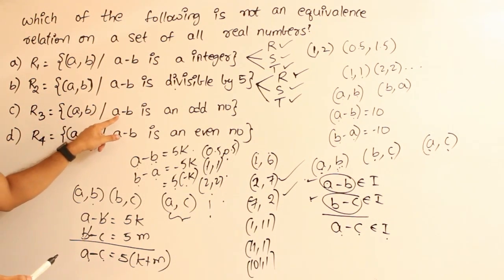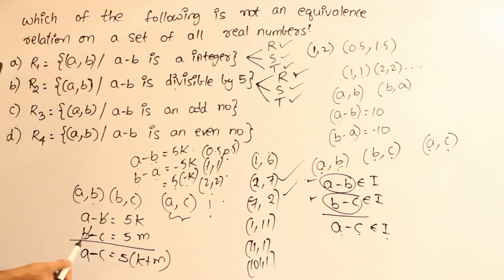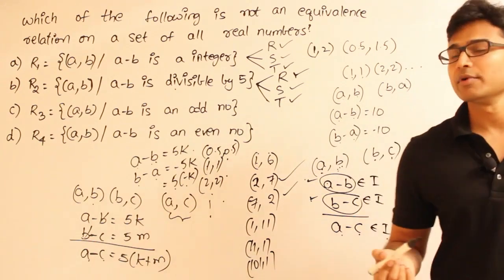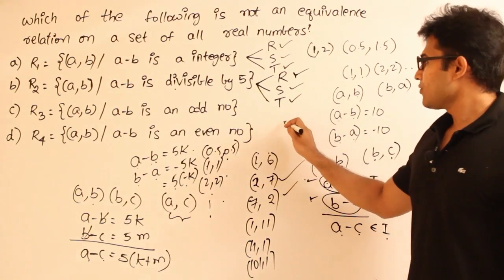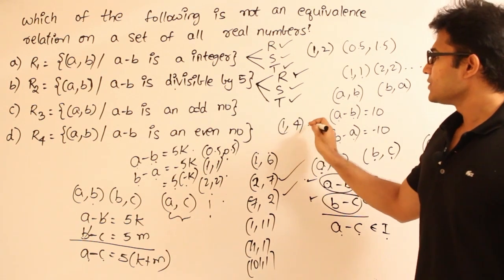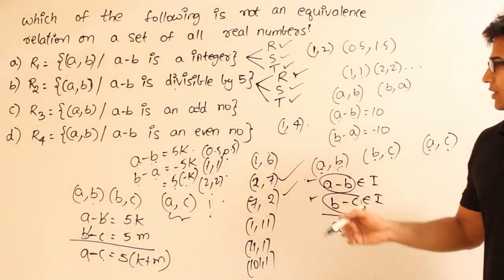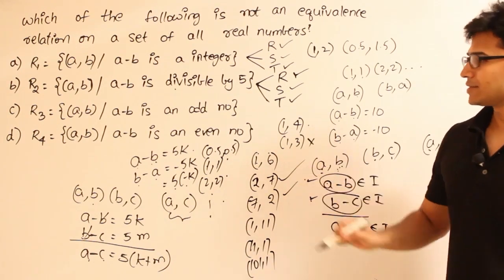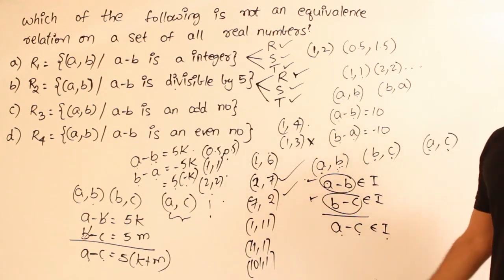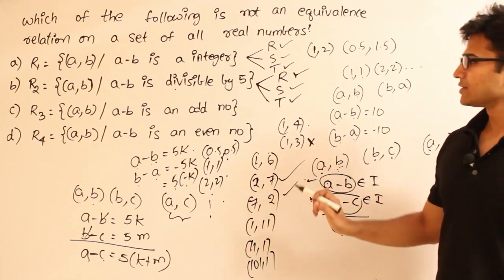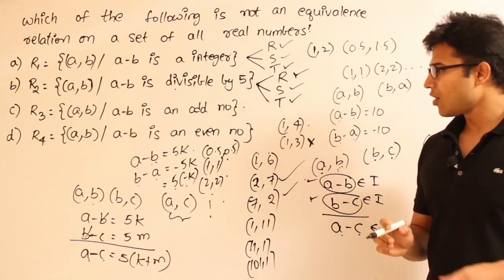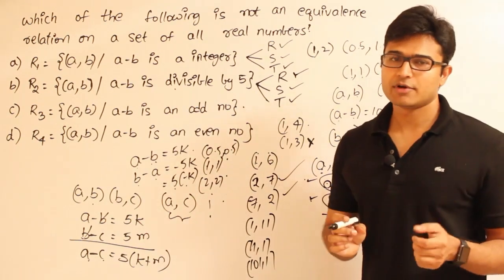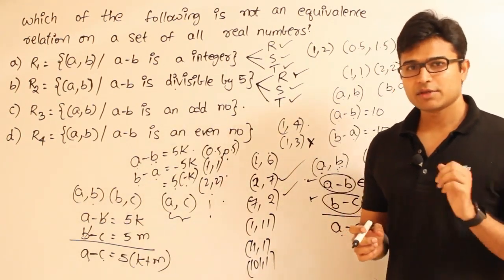a comma b such that a minus b is an odd number. So you get all the pairs only when the difference is an odd number. For example, if you have 1 comma 4, the difference is an odd number, therefore it will be present in the relation. If you have 1 comma 3, the difference is not an odd number, therefore it will not be present. Got it? So that is what they are asking. So for this example R3, all the pairs a comma b will be present only when a minus b is an odd number. For example 1 comma 4, but 1 comma 3 cannot be present.